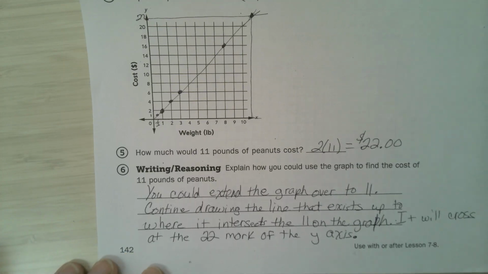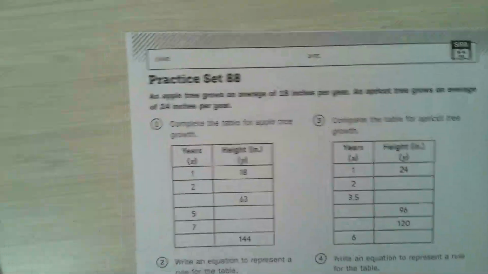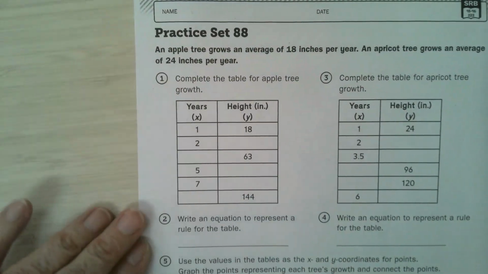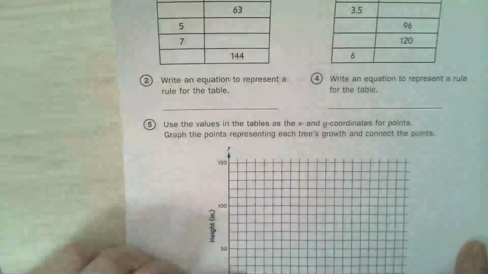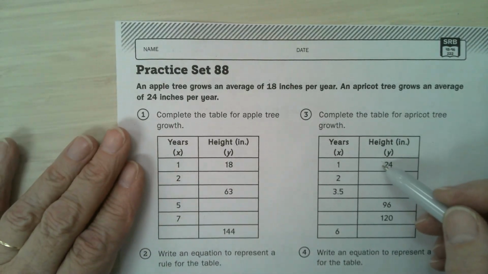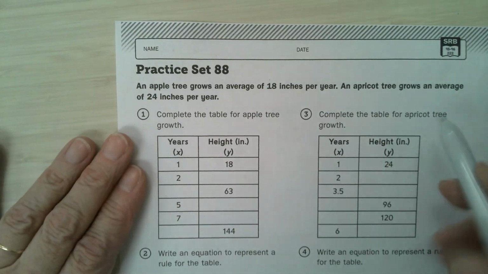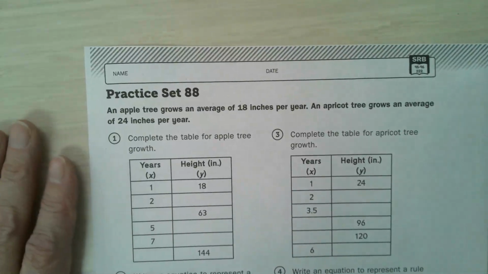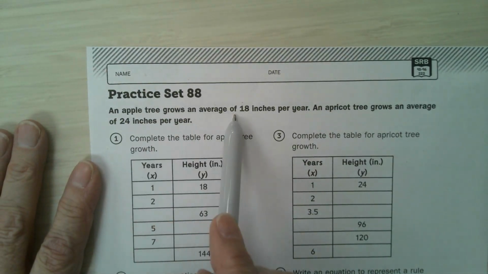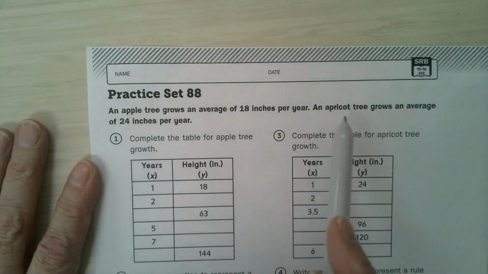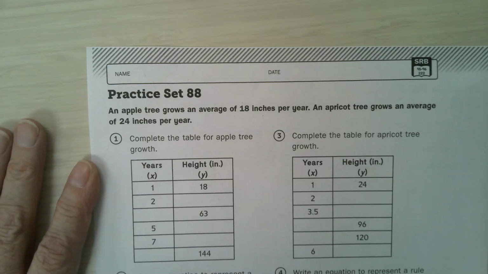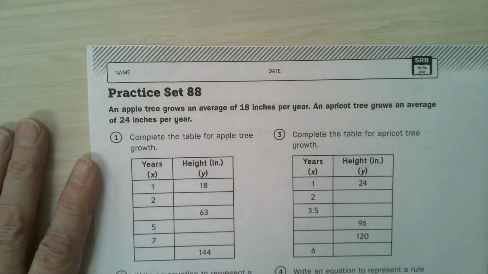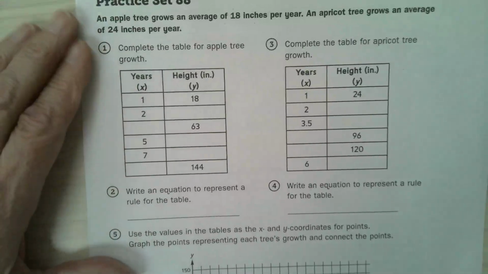Okay, now let's go to the back side. I'm going to do number 1 and 2, and I will graph it here. You are going to have to do number 3 by yourself. Now, let's see what these problems are about. It says an apple tree grows at an average of 18 inches per year. An apricot tree grows at an average of 24 inches per year. Complete the table for the apple tree, and then you're going to complete the table for the apricot tree, and you'll graph them. If you want to use 2 different colors, you can, but let's do the first one first.